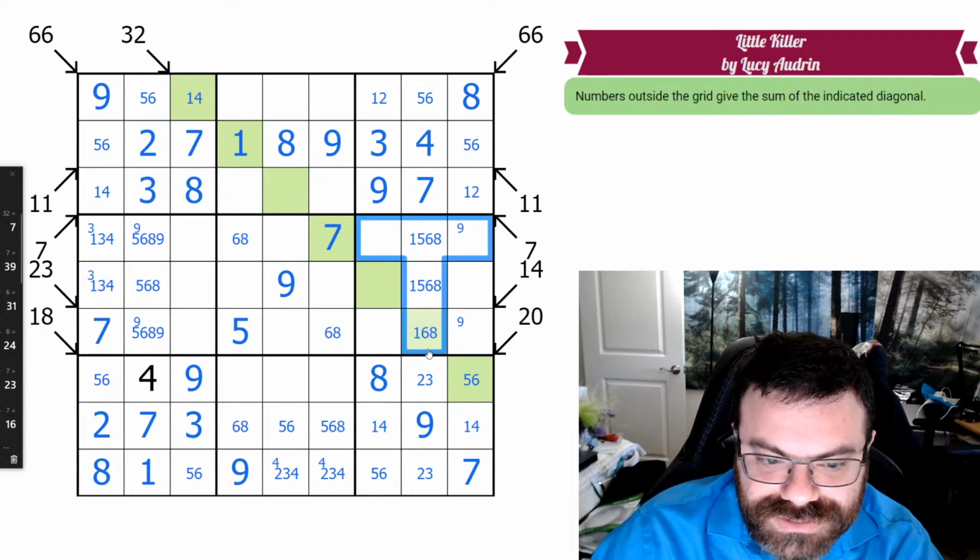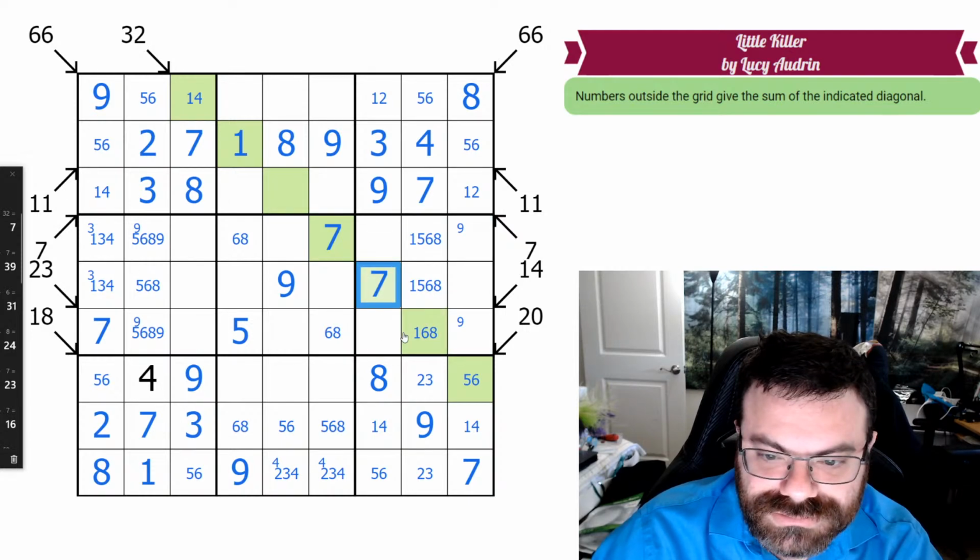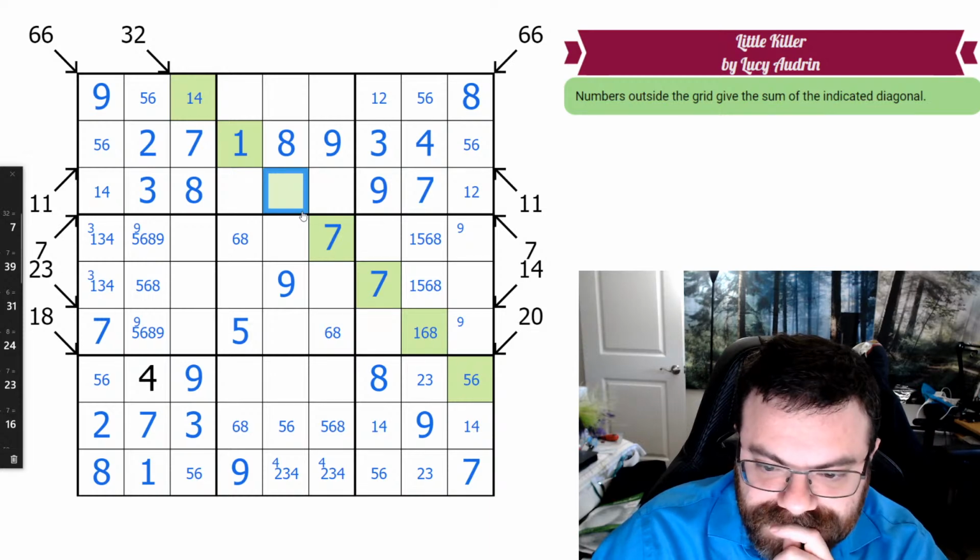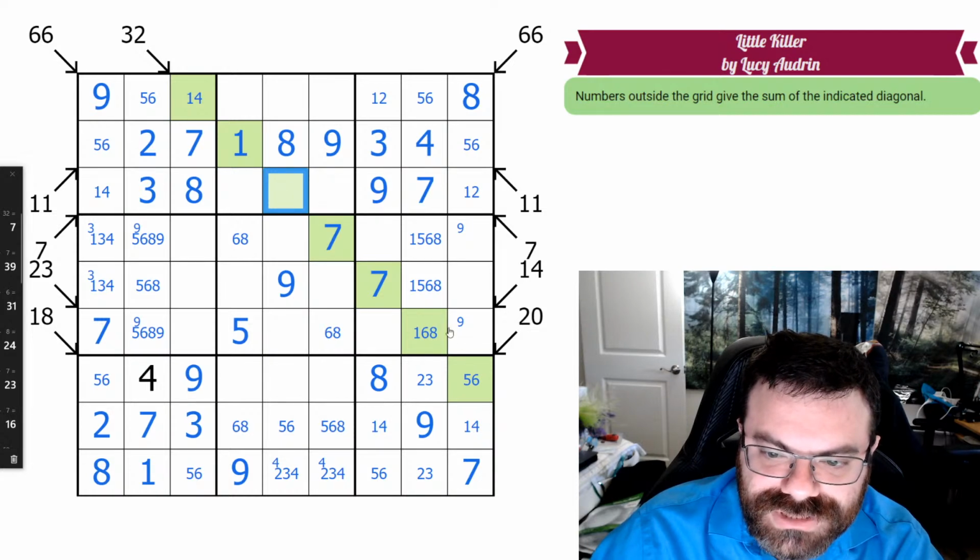It's 7 for the box, is it? Oh, okay. Maybe I need minimums then? Let's just see what this can be. Is this still 1, 6, or 8? Yeah. This can't be 1. It could be 2. Can't be 3. It could be 4, 5, or 6.